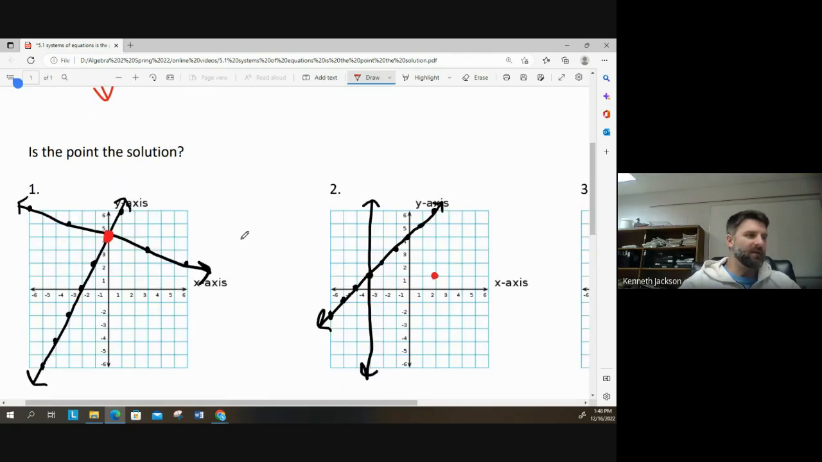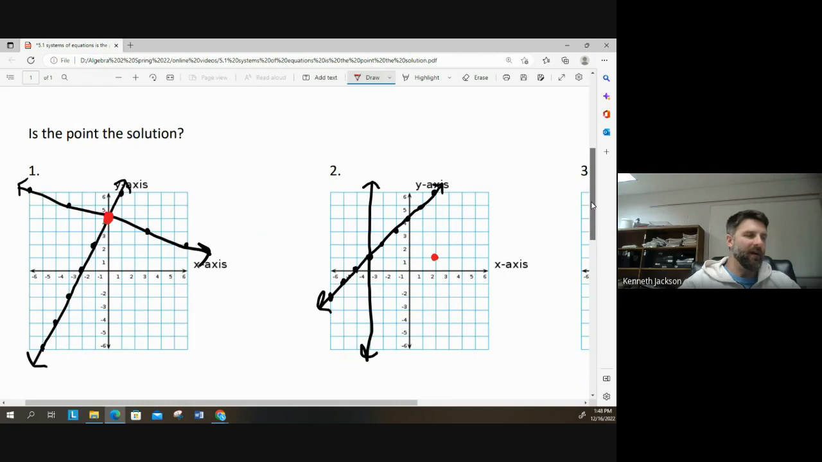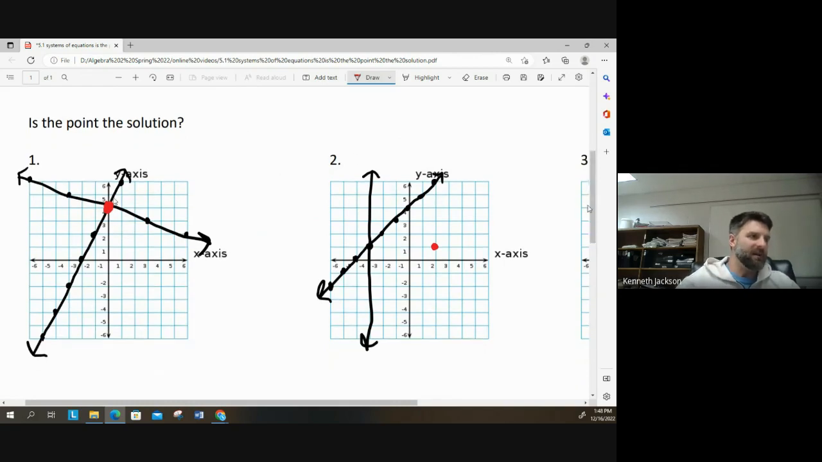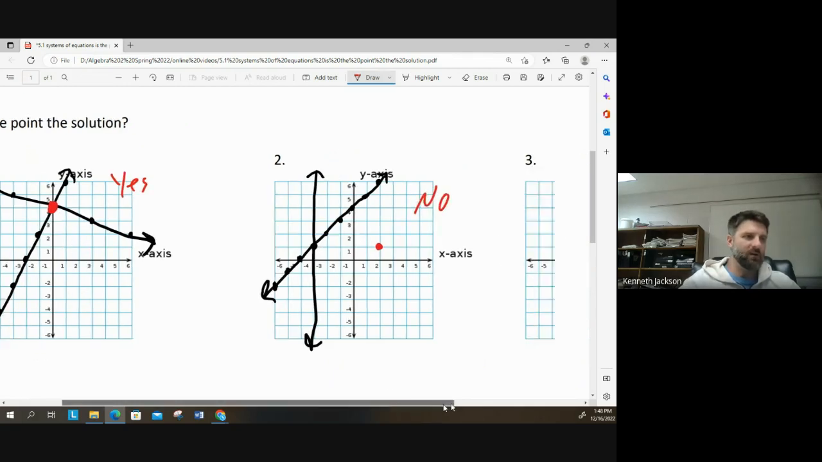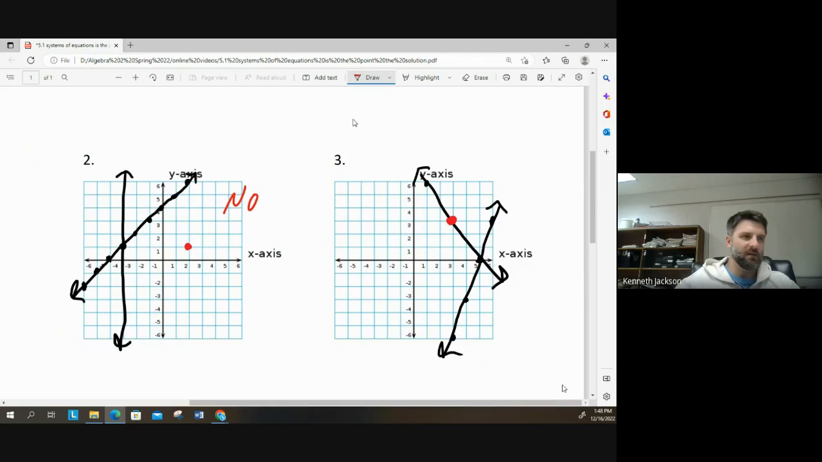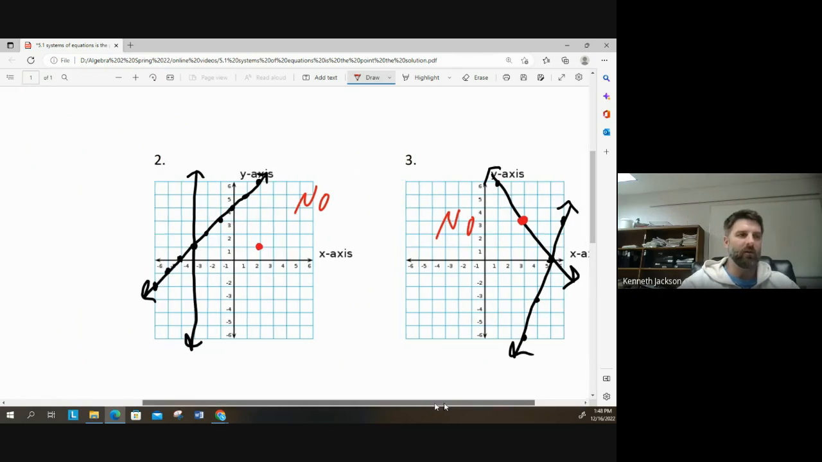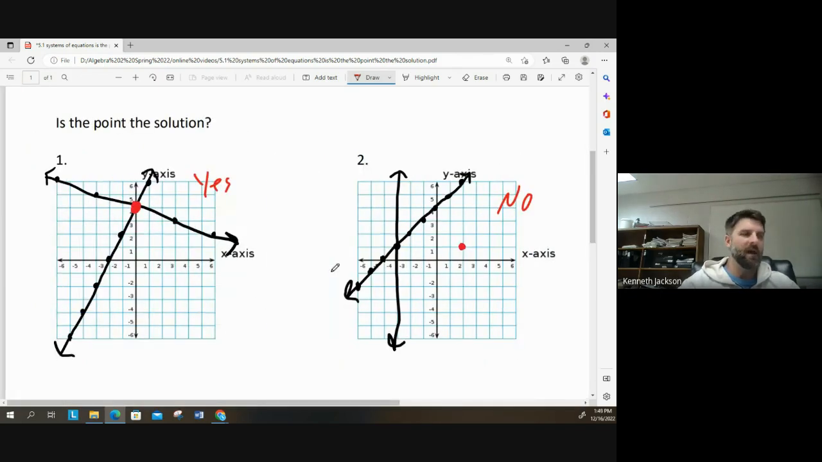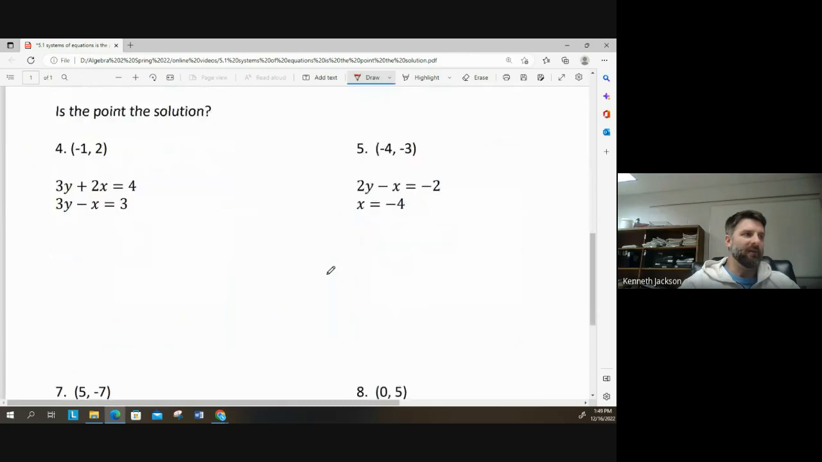And we, again, could put these lines on graph paper and ask the same question. Is this red point here the point where the two lines cross? Well, obviously, yes, it is. Is this the point where the two lines cross? No, it is not. Very obvious. And the last one, is this the point where these two lines cross? No, obviously not. So it's real easy to see when you have a picture or the graph for a linear system. And we can do the same thing with a little bit of algebra.